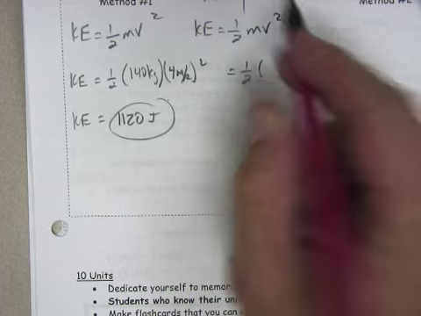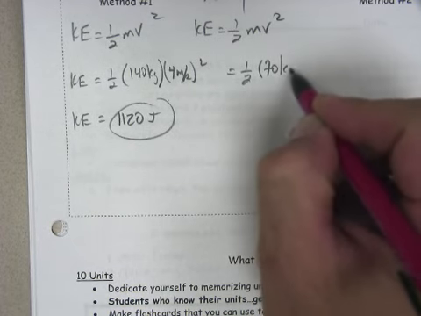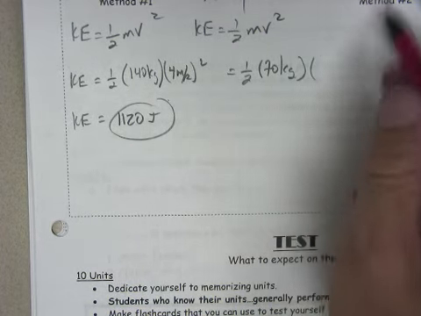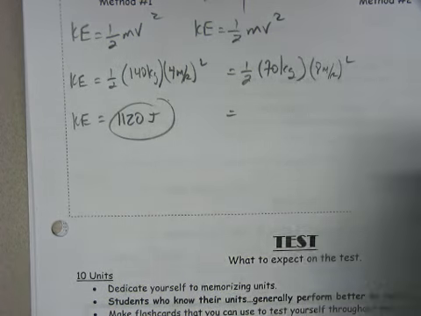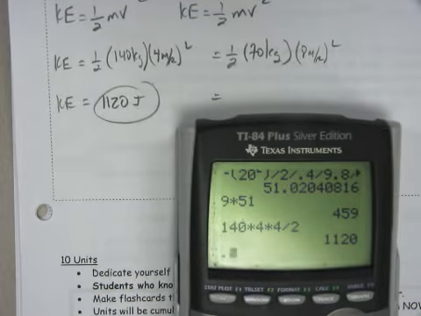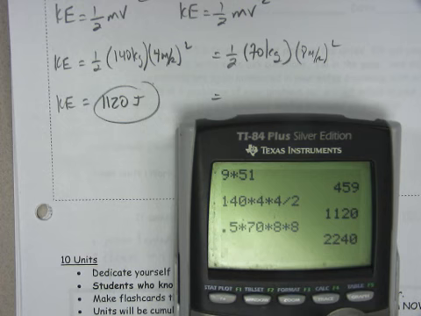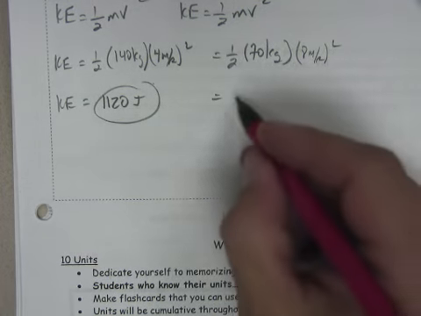Okay, now let's do the safety. Let's see, a half times 70 kilograms. I'm just getting the stuff from up above. You can read it on your own. Alright, and then so 0.5 times 70 times 8 times 8. Alright, we get 2,240.